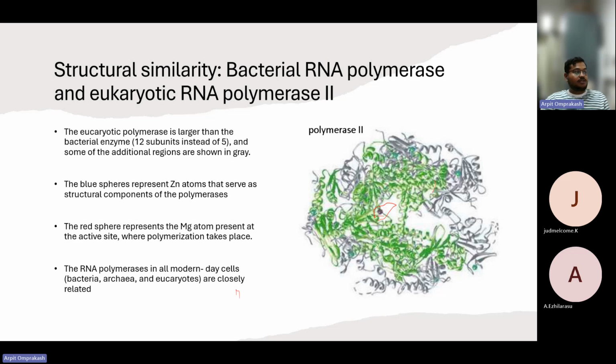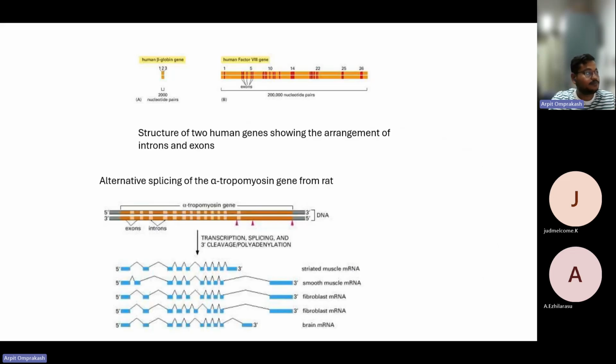these polymerases. Then we have red spheres, which are where magnesium atoms are present at the active site where polymerization is taking place. The rest of the structure that's not gray is similar in both bacterial RNA polymerase and eukaryotic RNA polymerase, because both of them do the same function. This protein has been conserved over millions of years over evolutionary time, because it performs a very crucial function in the cell.